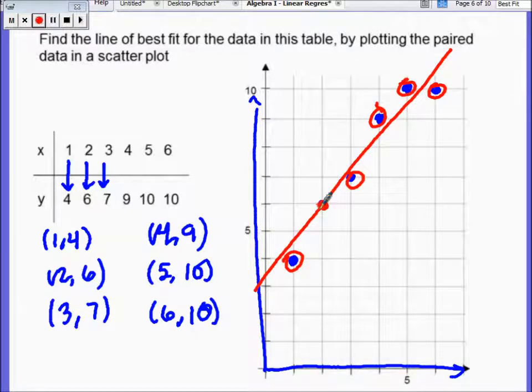Again, doing it by hand isn't the best, but by watching the next video, you'll learn how to do it on your calculator, and that will always get you the exact line of best fit.